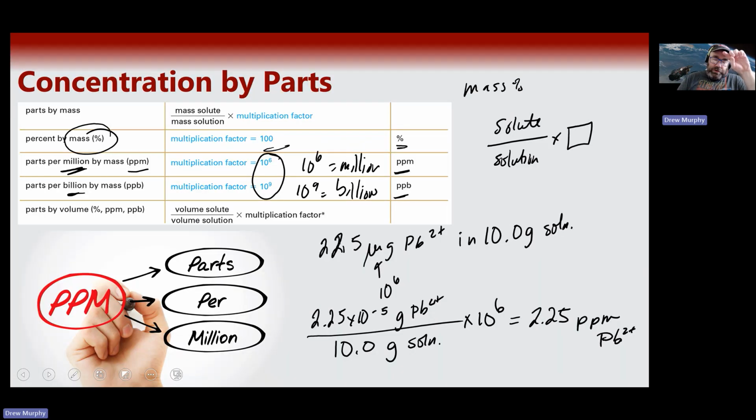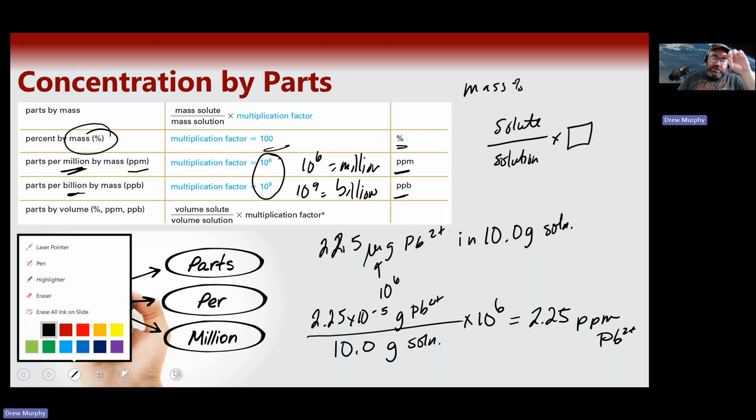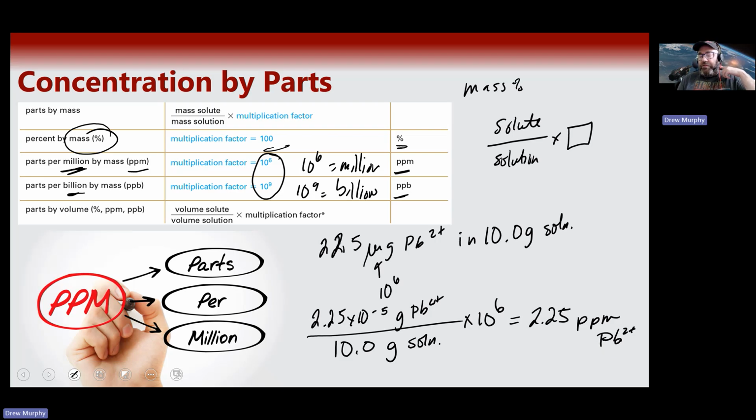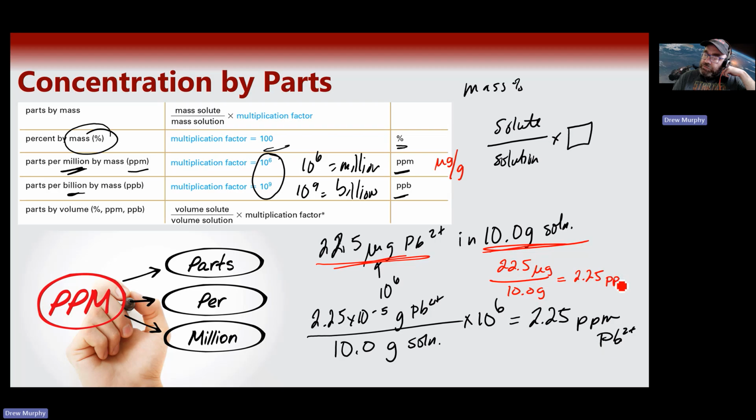You might be thinking something else here, and that is the possibility that you don't have to have the exact same units. You just have to have the correct units. So if you're looking at parts per million, you can do this as micrograms per gram. So we could say 22.5 micrograms per 10 grams is 2.25 parts per million. Both work.